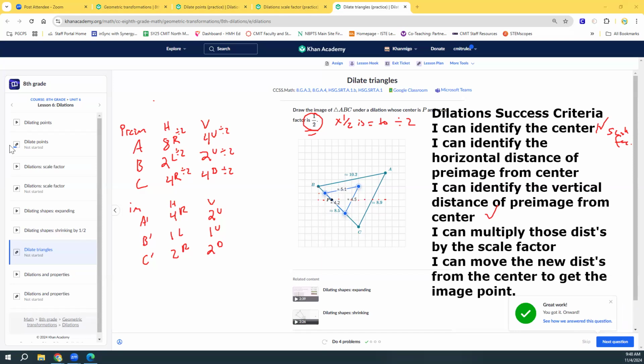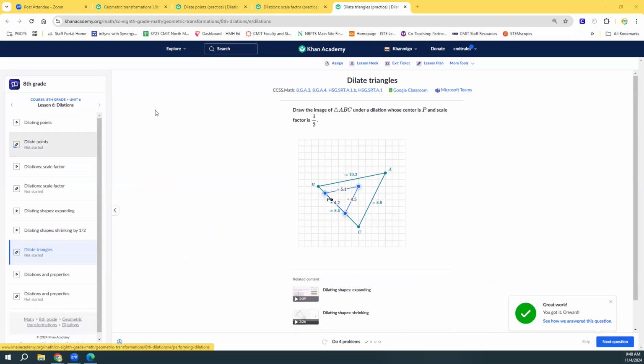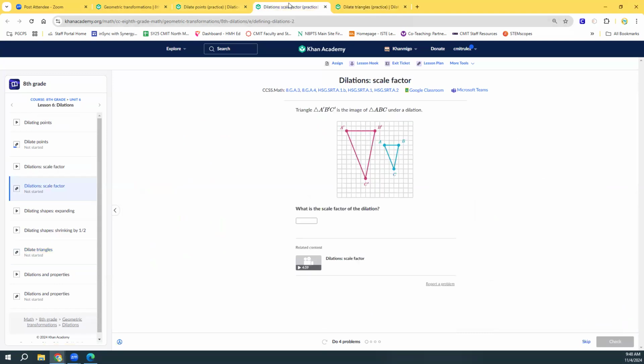So now we can do as many of those as you want in class, but give it a try. Follow that success criteria. But I'm also going to show you this video, dilation scale factor. Even though you're probably tired, this one is a nice, easy one, okay? So the scale factor is a simple formula. It is the image side, take any image side, and divide it by the corresponding pre-image side.